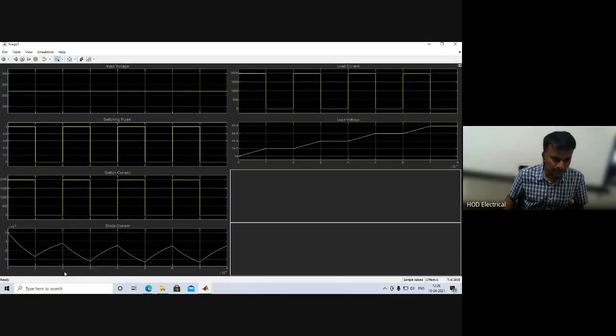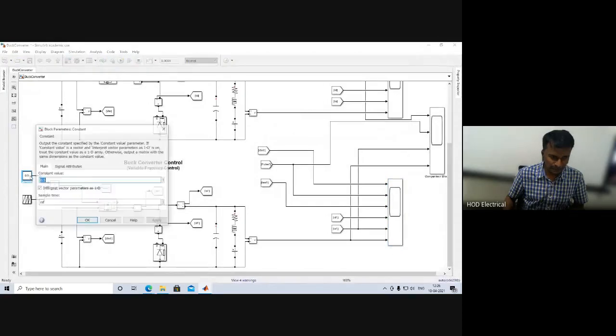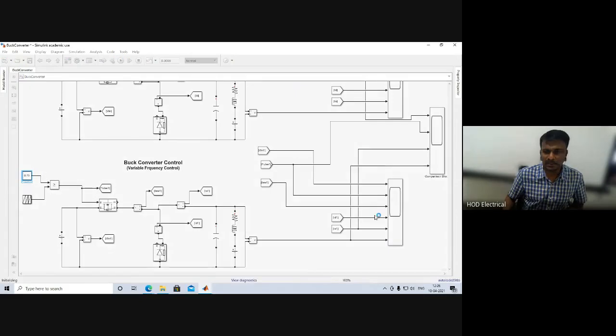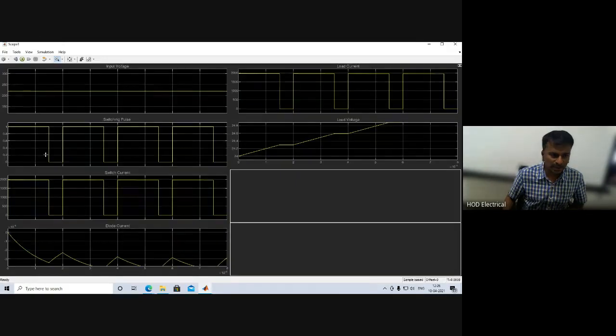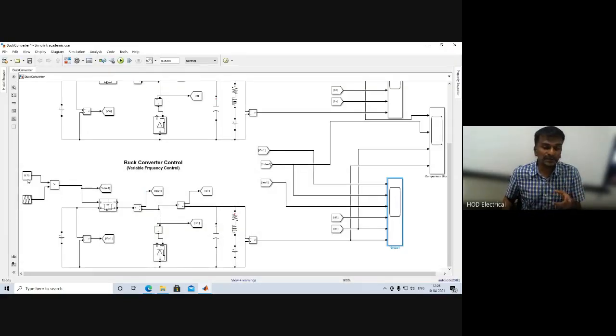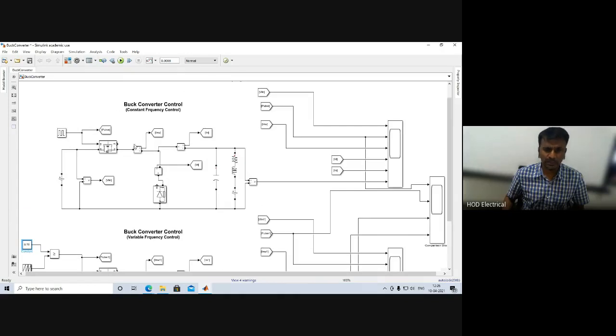This is the switching time, 0.0002. In that switching time, the switch will be on for 50 percent and off for the remaining 50 percent. If you make it 0.75, you get maximum on time and minimum off time. This is what we have done for the switching pulses: relating the duty cycle with this constant block. Then this output is given to the MOSFET. The remaining circuit is the same.